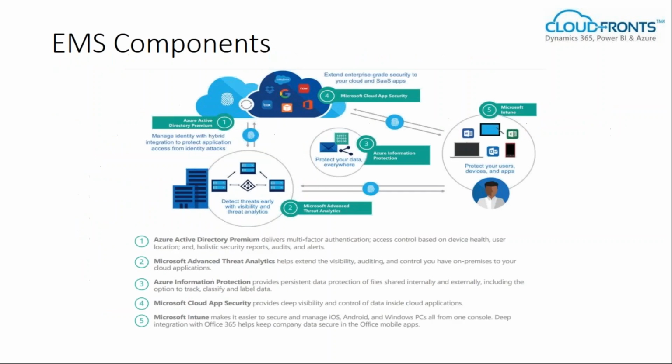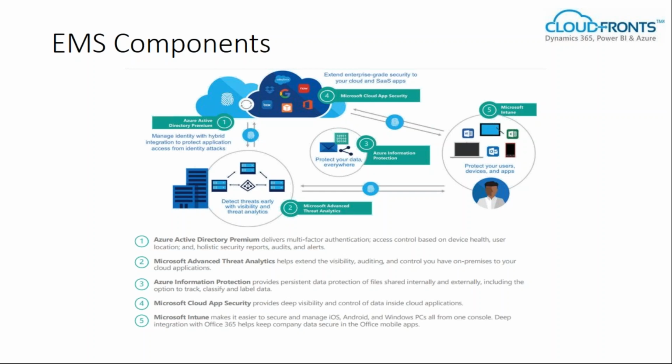So what are the key components, right? This is slightly technical, but I thought we should cover it. So we'll talk about 5 key components of EMS. Number one is Azure Active Directory Premium, which holds all the identity for the users, devices, etc., and delivers everything from multi-factor authentication to access control based on device health, location. It does a lot of checks based on many different aspects to allow you access. Number two is your advanced threat analytics, continuously detecting threats to your devices and applications from outside.